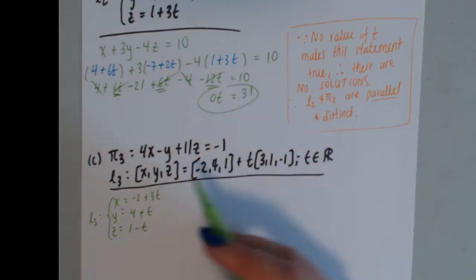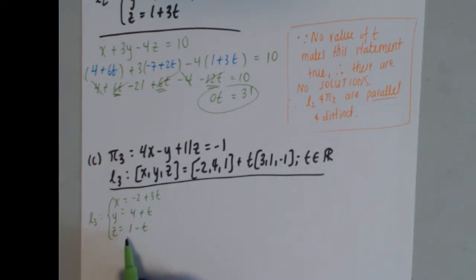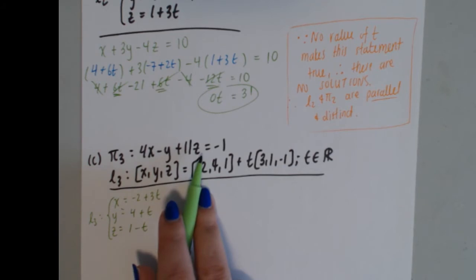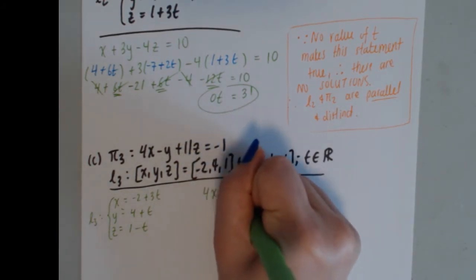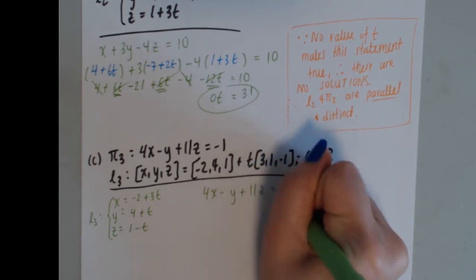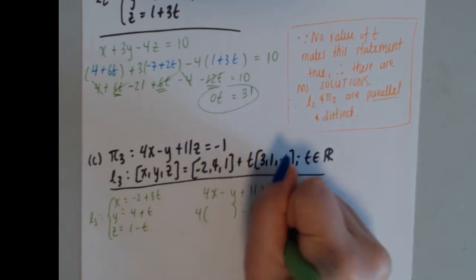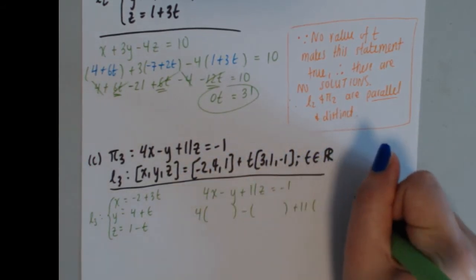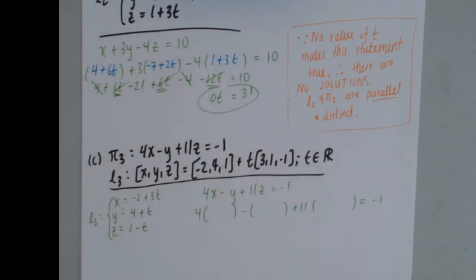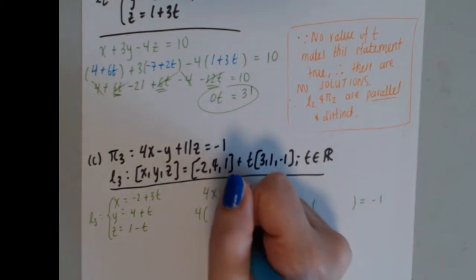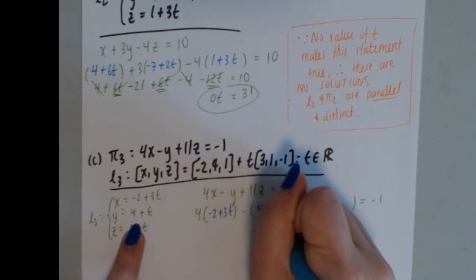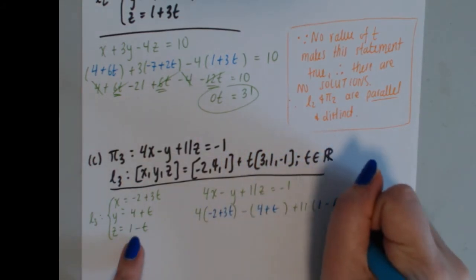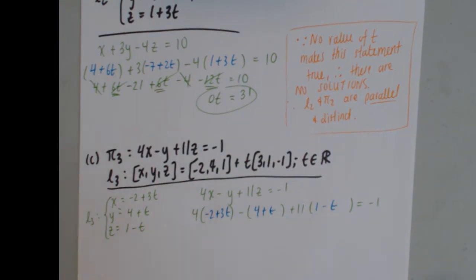So now going with that, we're going to plug in the x, y, and z expressions into x, y, and z in the formula for the plane. So we have 4x minus y plus 11z equals -1. Let's plug those expressions in. So -2 plus 3t. We have 4 plus t here and 1 minus t in the last slot.